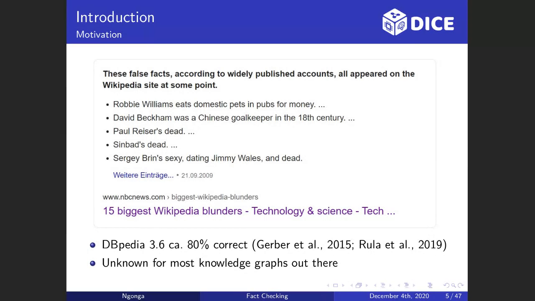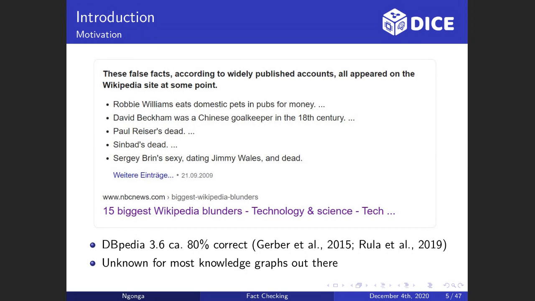Gerber et al. actually got to 77%, if I'm not mistaken. Ruller et al. actually got to basically the same number. So we know that one fact out of five in a large knowledge graph like Wikipedia is incorrect.